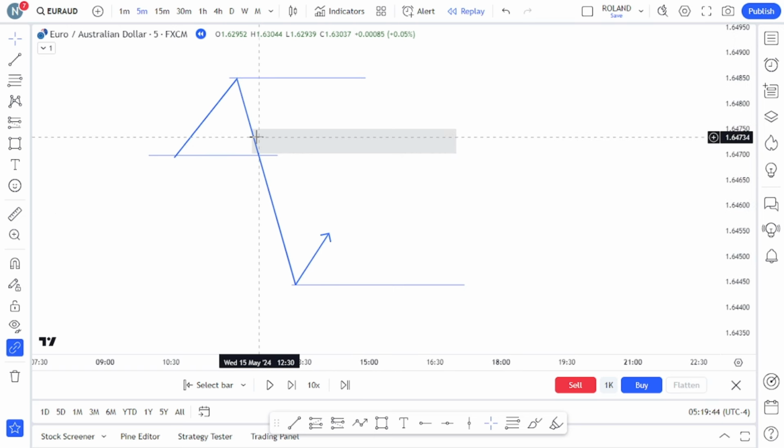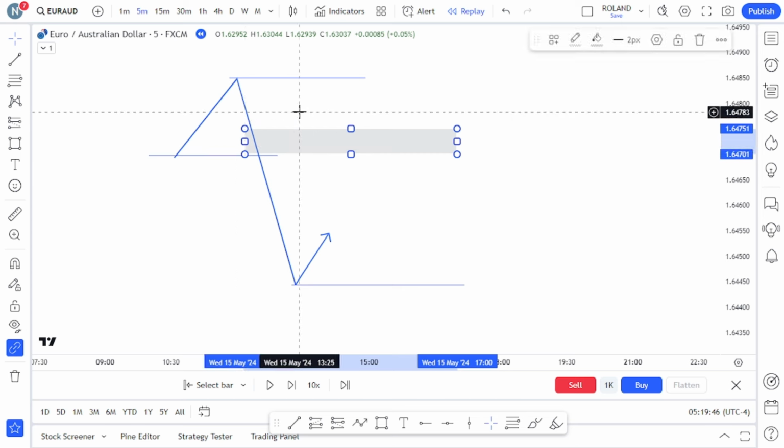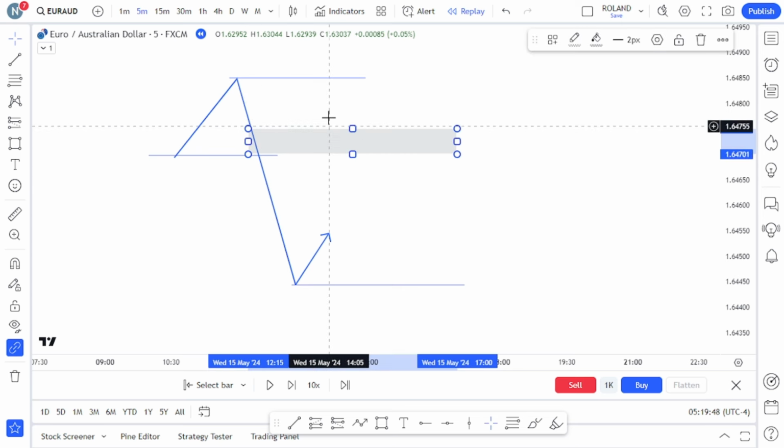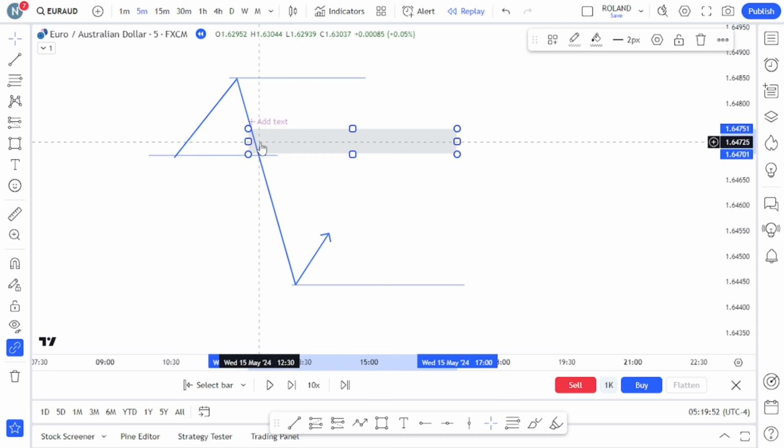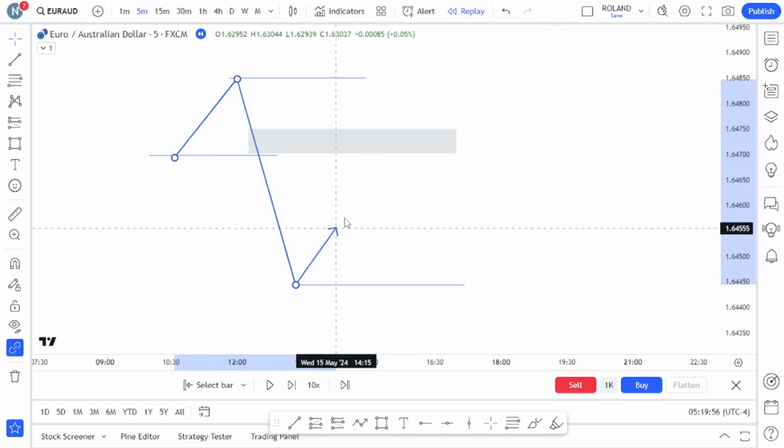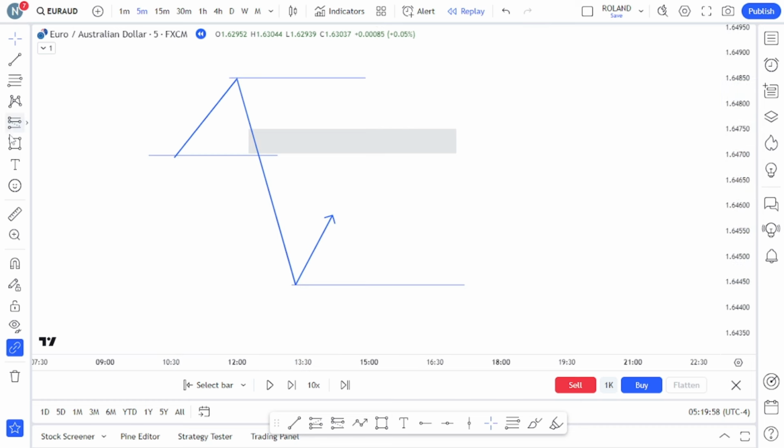Now, for you to verify this to be the draw, this POI has to be visible on not just the 4 hours, but 4 hours, 1 hour, 15 minutes. There must be something in this zone, open enough and unmitigated, that will drop price. So now you have come to your trading time. Your trading time has started.